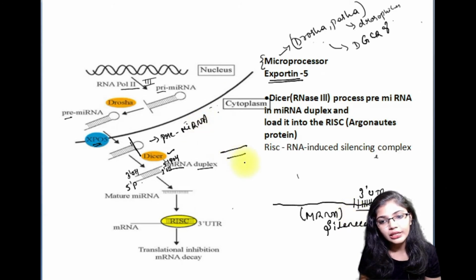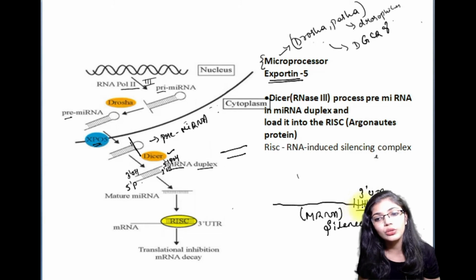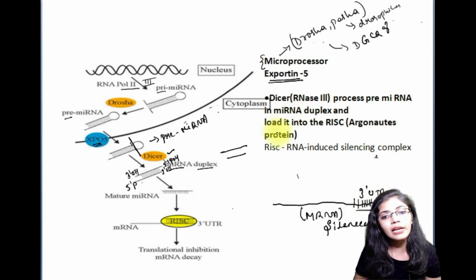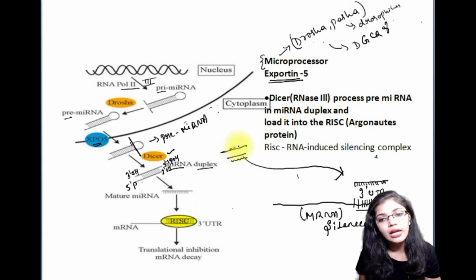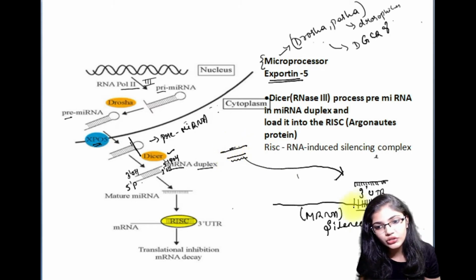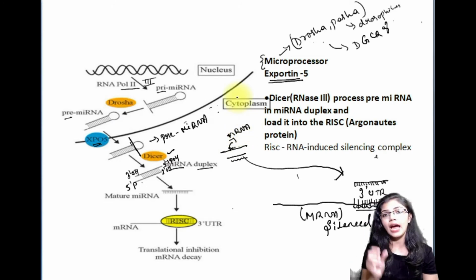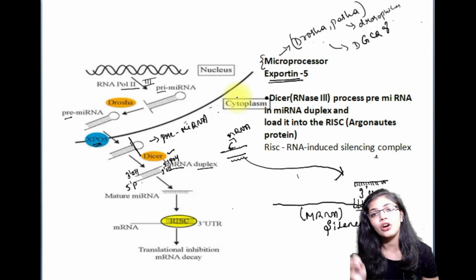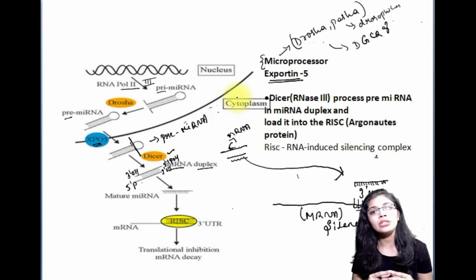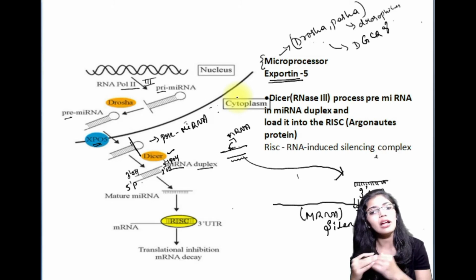So which strand will come and bind here? The strand which is complementary to this region, to the 3' UTR region of the mRNA, will come and bind here. Suppose this is the strand which is complementary to the 3' UTR region, it will come and bind here. The other strand which is present over here is the one that should be the same as the mRNA region. So the strand of the miRNA which is the same as the mRNA region will be degraded, and the one which is complementary to the 3' UTR region of the mRNA will come and bind to the 3' UTR region of the mRNA and it will silence. Okay, due to which there will be no translation, there will be inhibition of the translation.